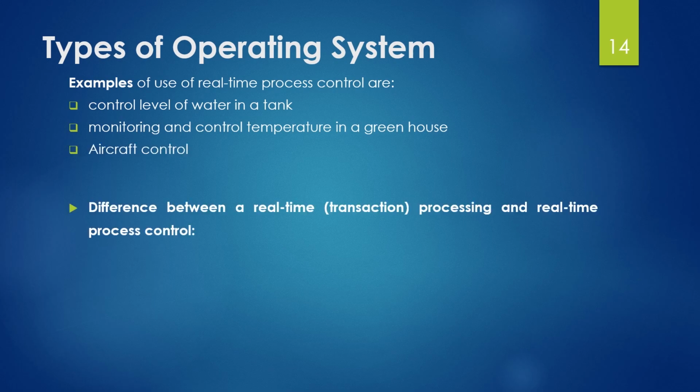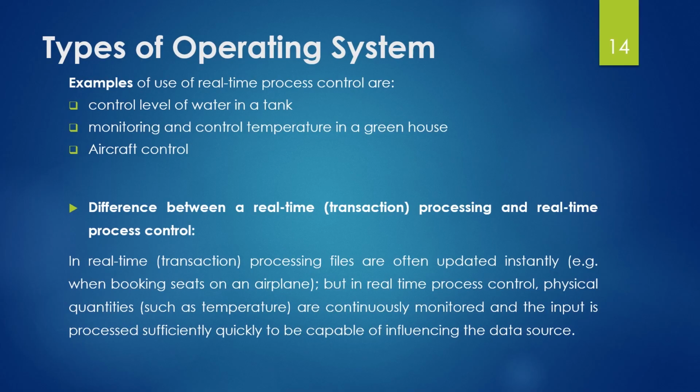So what is the difference between real-time transaction processing and real-time process control? In real-time transaction processing, files are often updated instantly, for example when booking seats on an airplane. But in real-time process control, physical quantities such as temperature are continuously monitored and the input is processed sufficiently quickly to be capable of influencing the data source.